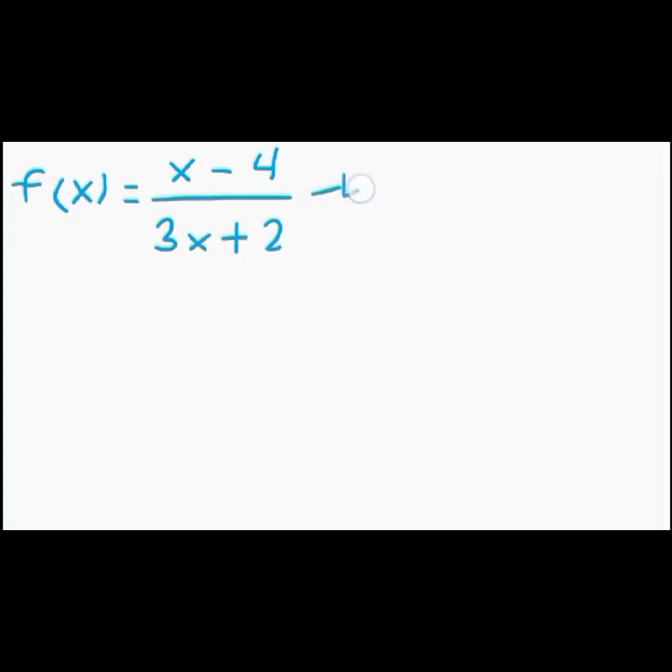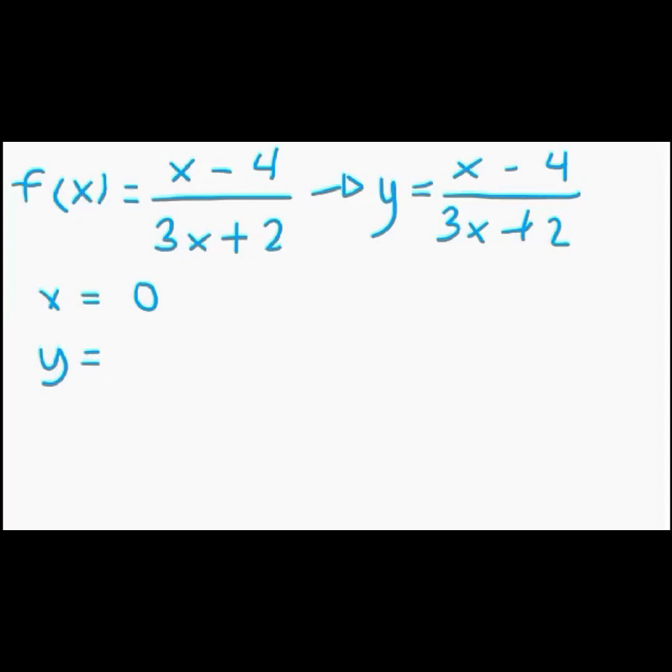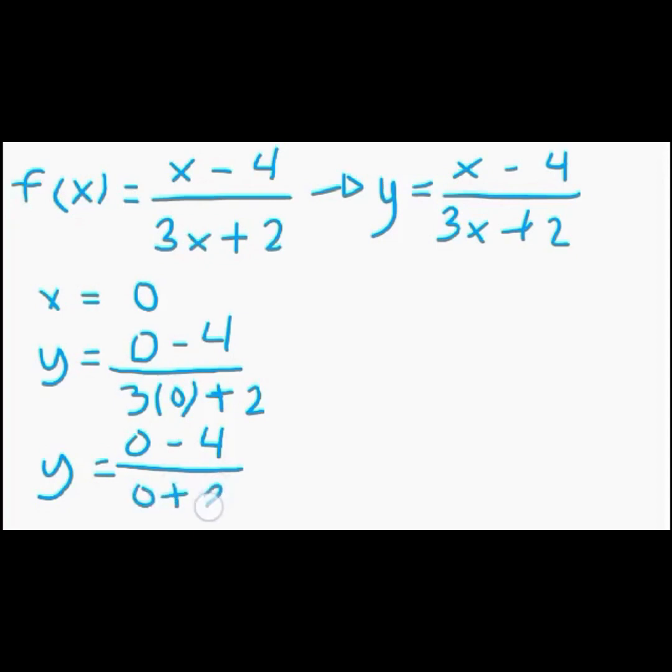You can also rewrite the given function to y equals (x minus 4) over (3x plus 2). Then, equate x to 0. So y equals (0 minus 4) over (3 times 0 plus 2). So y equals (0 minus 4) over (0 plus 2). So y equals negative 4 over 2. Then divide, so y equals negative 2.